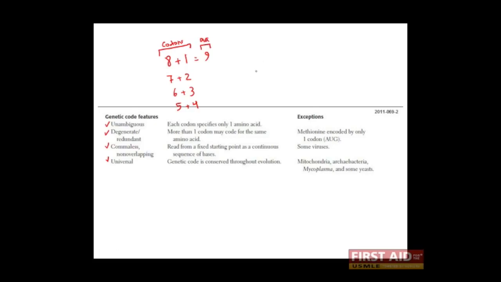Next, let's talk about what it means to be commaless or non-overlapping. If I give you an RNA transcript that looks like this, AUG, UUG, UUA, the cell would begin by reading the first 3 nucleotides and producing an amino acid, shifting over and reading the next 3 nucleotides, producing another amino acid, and then moving to the last 3 and producing another amino acid. A cell couldn't do this, for example. This, and then these 3, and then these 3. In other words, the genetic code is non-overlapping.